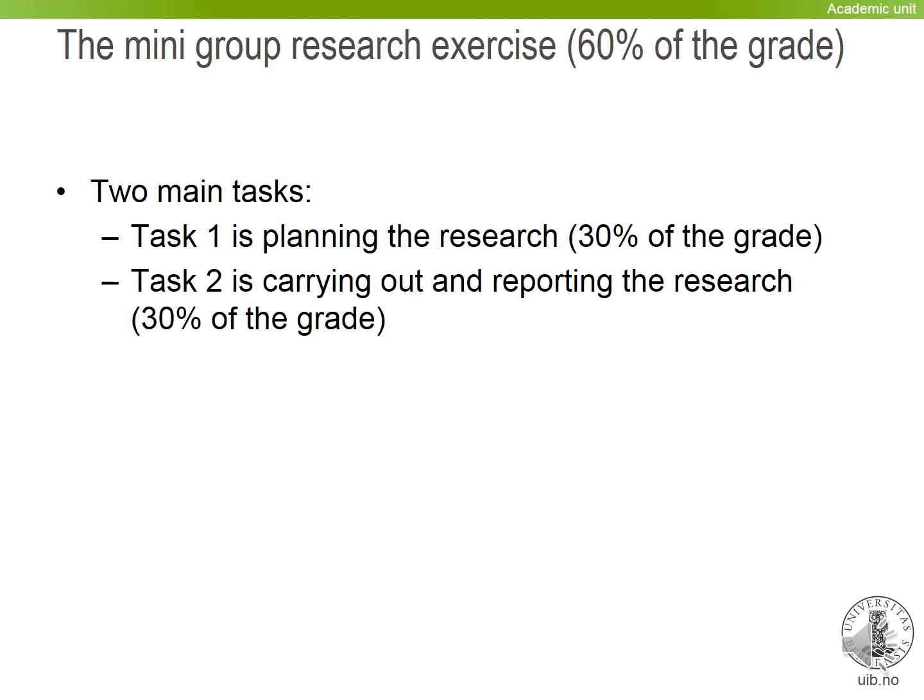Task 1 is planning the research. This involves developing a project proposal. That is, deciding on the research question, study participants, study design, data collection methods, and analysis. Task 2 is carrying out the research. This involves recruiting participants, collecting the data, analyzing the data, and reporting the findings. Now let's look at these 2 tasks in more detail.